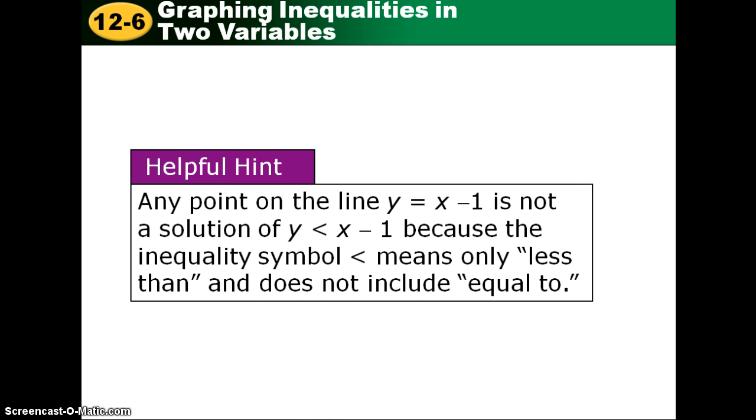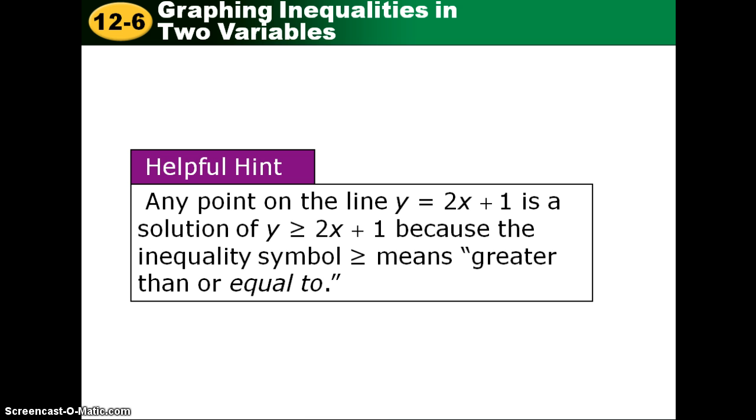Any point on the line y equals x minus 1 is not a solution of y is less than x minus 1, because the inequality symbol less than means only less than and does not include equal to. In this case, you would use a dashed line when you're drawing your boundary line. If you had y is greater than or equal to 2x plus 1, then your equation would be graphed as a solid line because the inequality symbol means greater than or equal to. You'll see some examples of this as we go on.